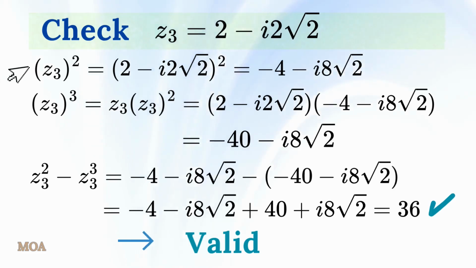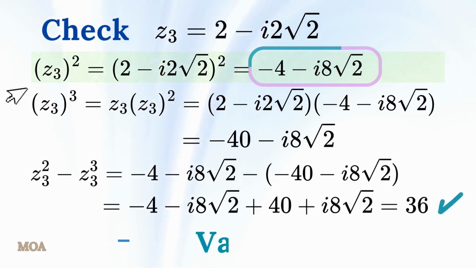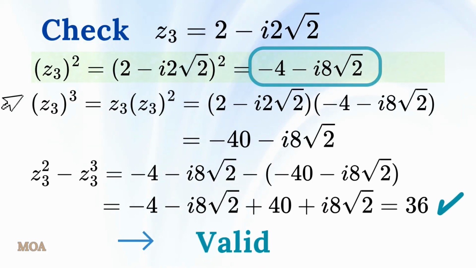Now, let us check our second complex root. z sub 3 equals 2 minus i times 2 times the square root of 2. First, we compute z sub 3 squared, which equals the quantity 2 minus i times 2 times the square root of 2, all squared. This yields negative 4 minus i times 8 times the square root of 2.